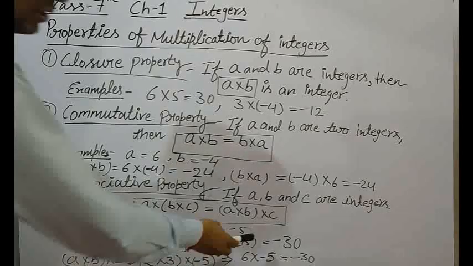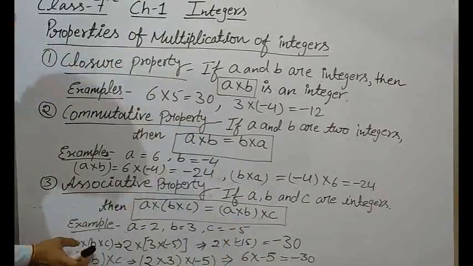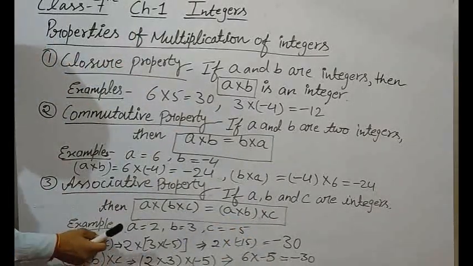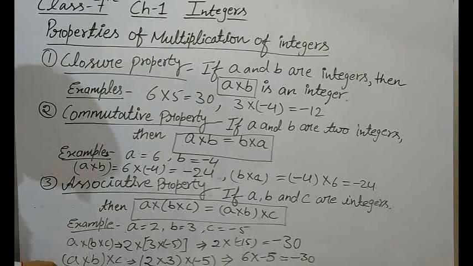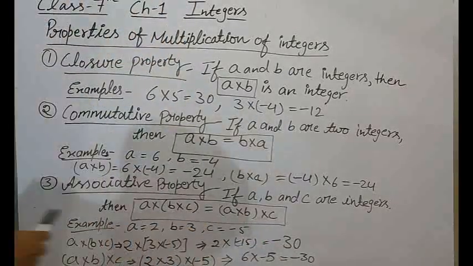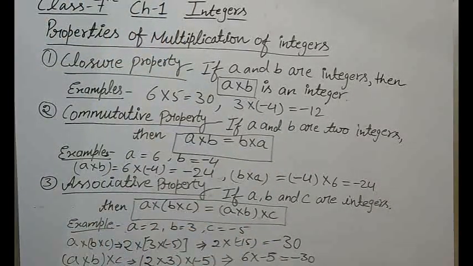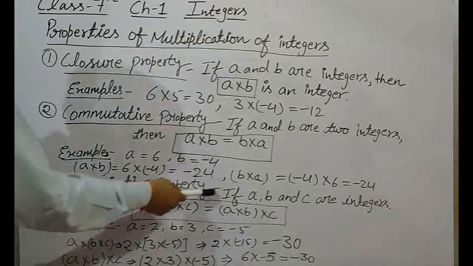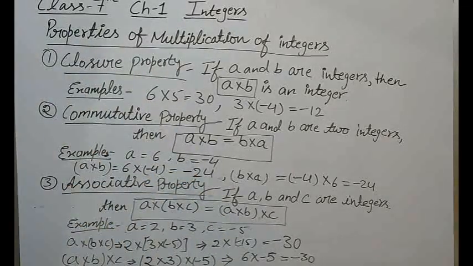So see, students, first we multiplied b and c, then a. But now here we first multiply a and b, then c. But both our answers are the same. There is no change in the answer. So the associative property of multiplication is verified.